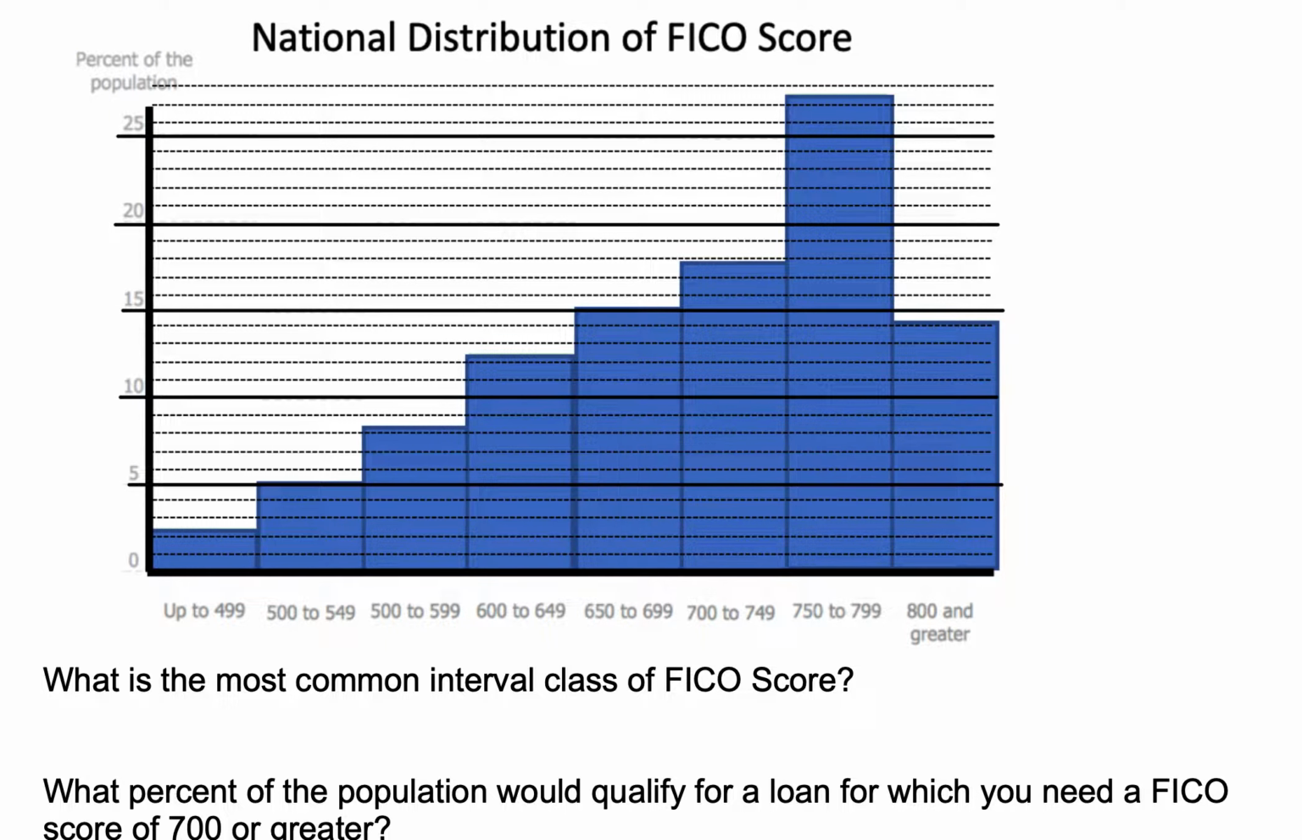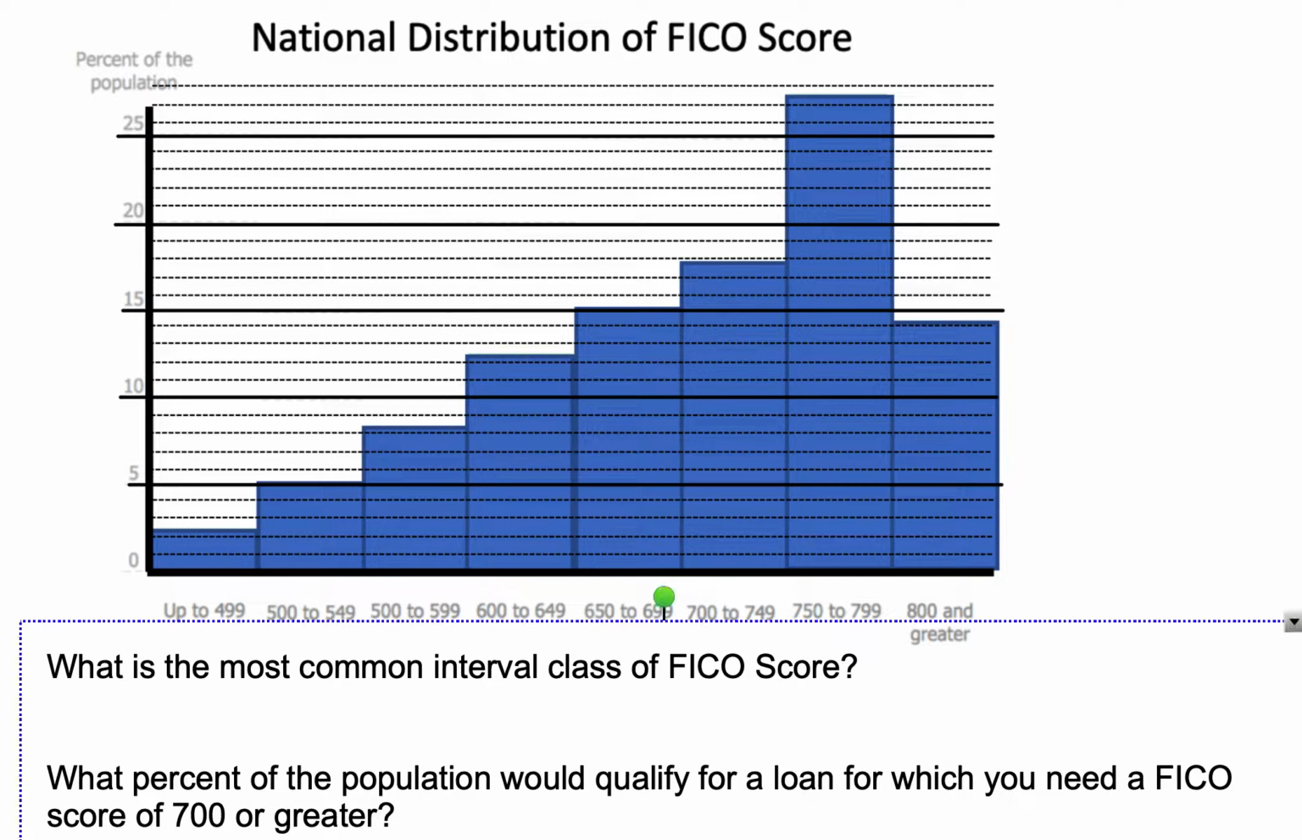So this histogram shows the national distribution of FICO scores, which are your credit score. It kind of says how good you are at paying your bills, basically. They look at it when you're getting a loan and that sort of thing.